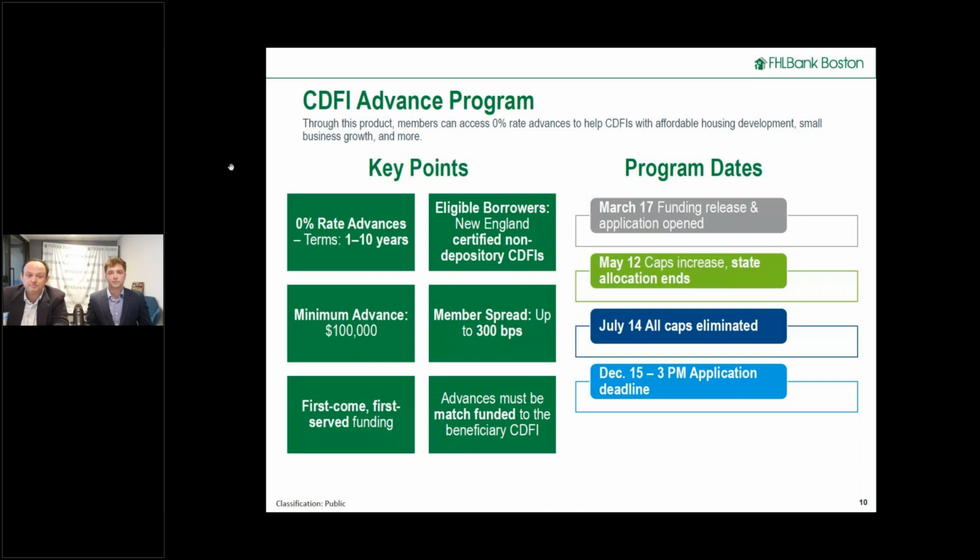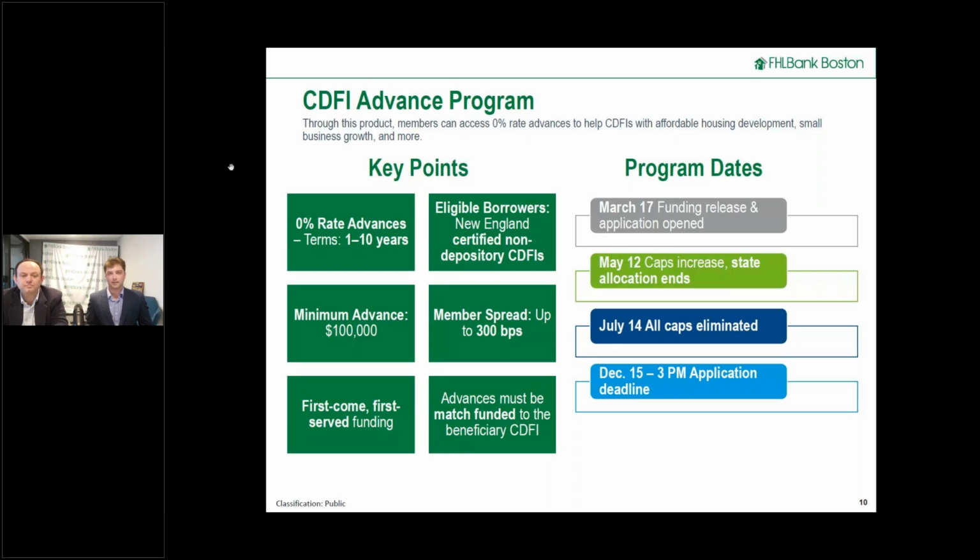Absolutely. So I'd like to take a look at the CDFI advance a little bit more closely. And this advance is going to ring familiar for those of you who use the Jobs for New England advance, because you essentially act as a conduit between the FHLBank and the CDFI that you partner with. The way it works is we provide 0% advance to you, and then you extend a loan to the CDFI at 0% plus your spread, which can be up to 300 basis points. The advance needs to be match funded to the loan that you extend to the CDFI.